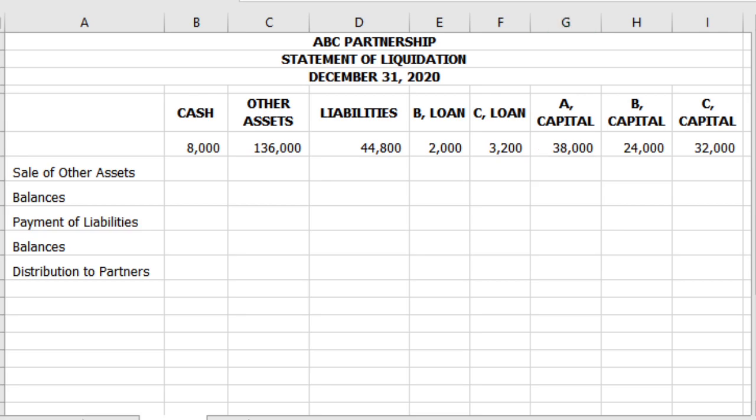So based din sa given, meron tayong cash of 8,000. And then we have other assets of 136,000, liabilities of 44,800, B loan 2,000, C loan 3,200, A capital 38,000, B capital 24,000, and C capital is 32,000. Now, sabi sa problem, yung ating other assets daw is na benta siya for 140,000.